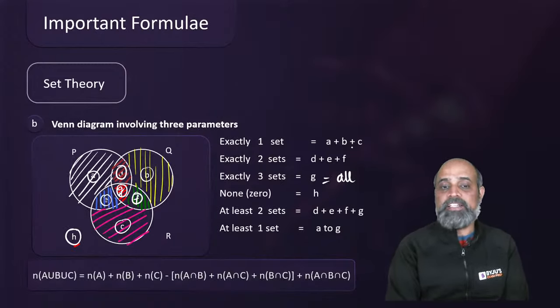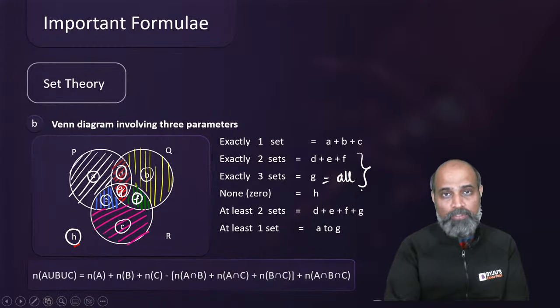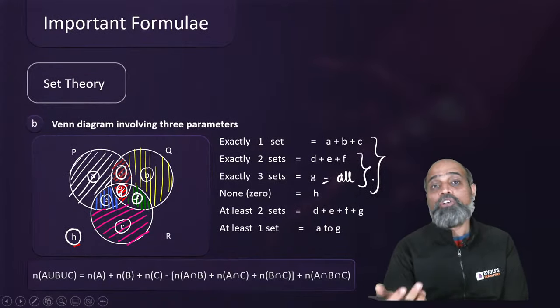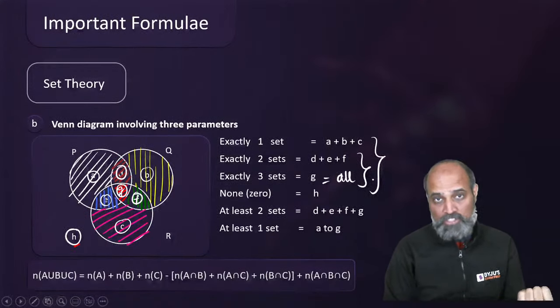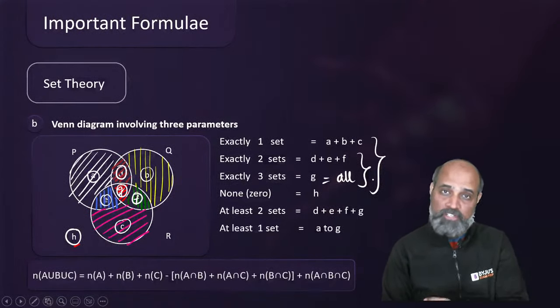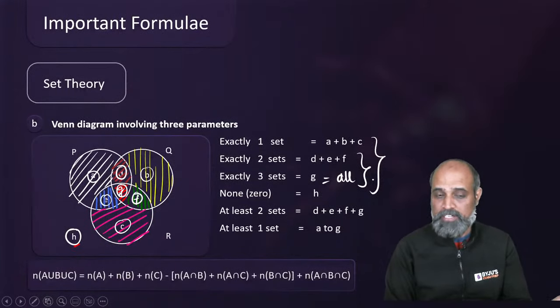At least two sets means two and more. At least one set means one or more. So in at least one set, you will never have H. You will have all the letters from A to G, which is a total of 7 letters if you count it.